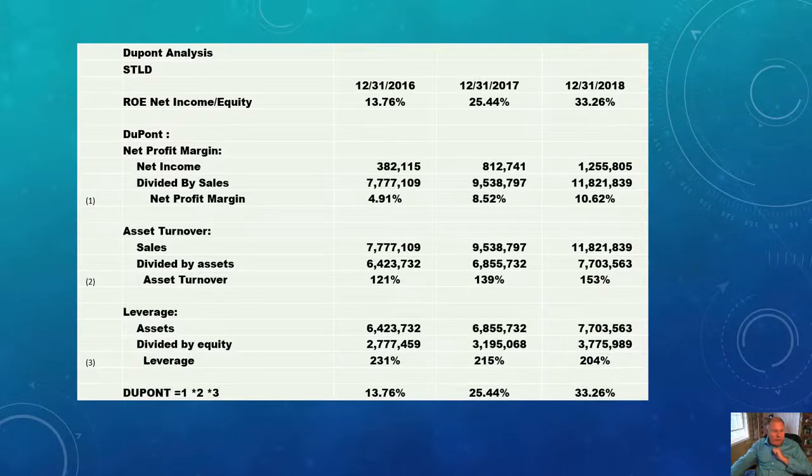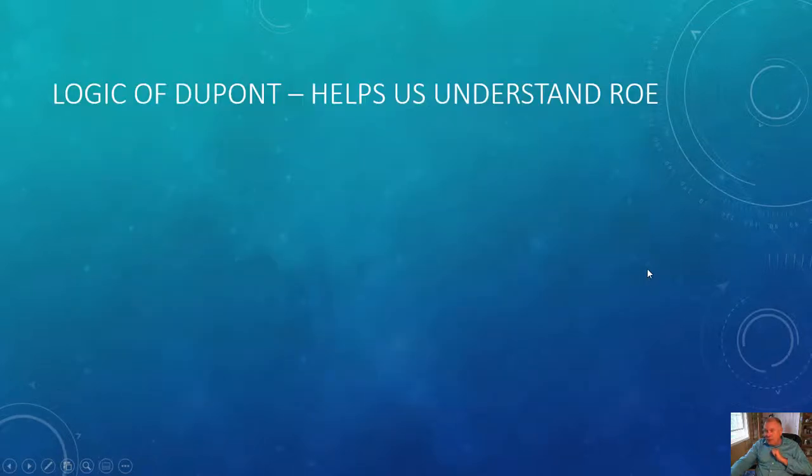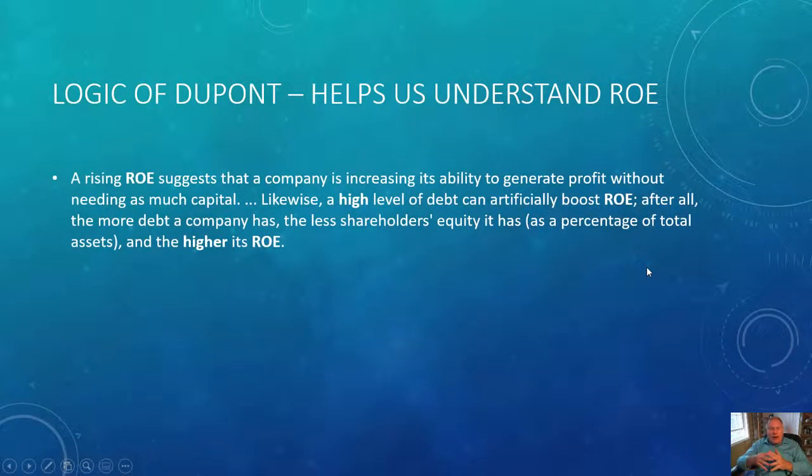So that gives you a sense of how it's employed, and saying that we can increase this by more profit, or we can increase it by more efficient use of the assets or the leverage. And a rising ROE suggests that the company is increasing its ability to generate profit without needing as much capital. A high level of debt can artificially boost the ROE. After all, the more debt a company has, the less shareholder equity it has as a percentage of total assets, and thus its higher return on equity.